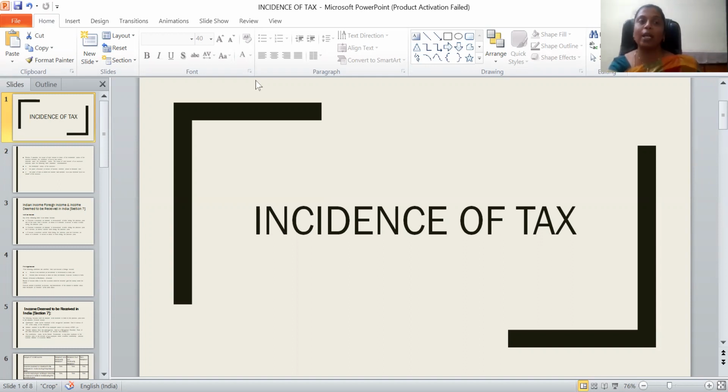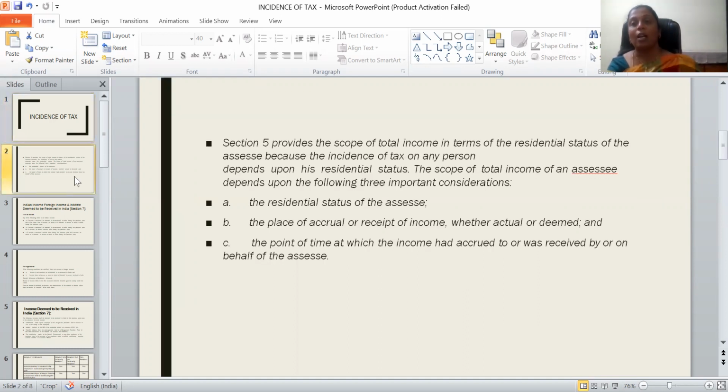So what do you mean by incidence of tax? Any idea what is incidence of tax? Under Section 5 of the Income Tax Act, it provides a scope for total income in terms of the residential status of an assessee, because the incidence of tax of a person depends upon his residential status.